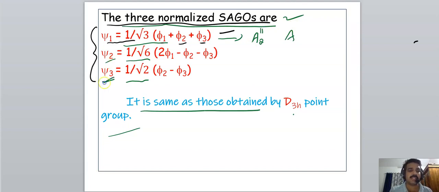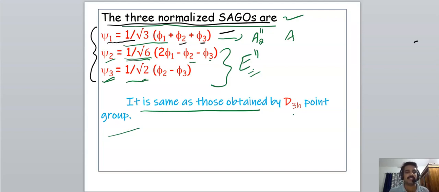And psi2 and psi3 are a degenerate set of 2 wave functions having the same energy: psi2 is equal to 1 by root 6 (2 phi1 minus phi2 minus phi3). Psi3 is equal to 1 by root 2 (phi2 minus phi3). These two are a degenerate set having a symmetry of E double dash. It is a 2-dimensional representation, therefore the basis will be a combination of 2 functions.